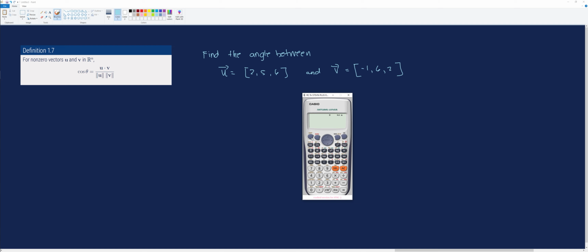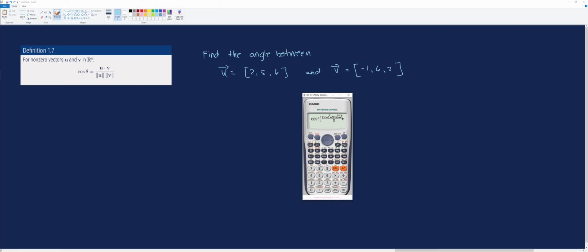So to do that, I'll press shift cosine to access the arc cosine function. Then we use this one, box over box, to have the fraction. So for the numerator, we solve for the dot product of vectors u and v. So that is equivalent to 2 times negative 1 plus 5 times 6 plus 6 times 2. So that's the dot product.